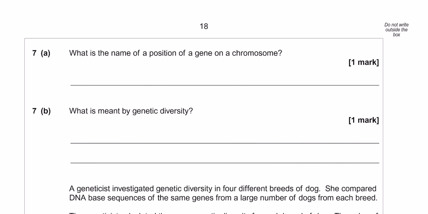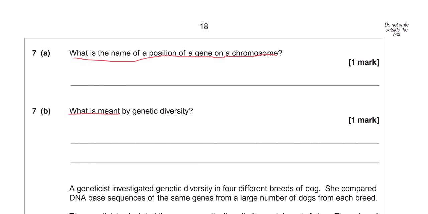Here are the answers for question number 10. And finally on to question number 11 in your exam. So first two questions really nice. Here again, what is the name of a position of a gene on a chromosome? There's only one answer, and it's called locus. You could have the plural, loci, as well as the answer.